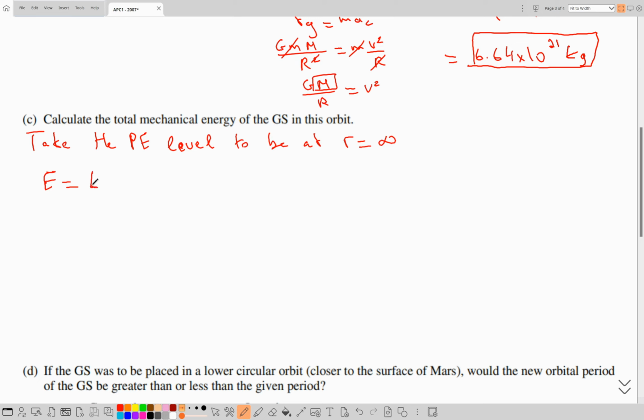The mechanical energy is given by kinetic and the gravitational potential energy. Here, although we have two bodies, the central mass and the orbiting mass, the only body admitting kinetic energy is the orbiting mass, and it's given by half mv square. Now the gravitational potential energy is negative because both bodies are bound by distance r, which is less than r tends to infinity. So the two bodies are below the PE level, and it's given by minus GMm divided by capital R.